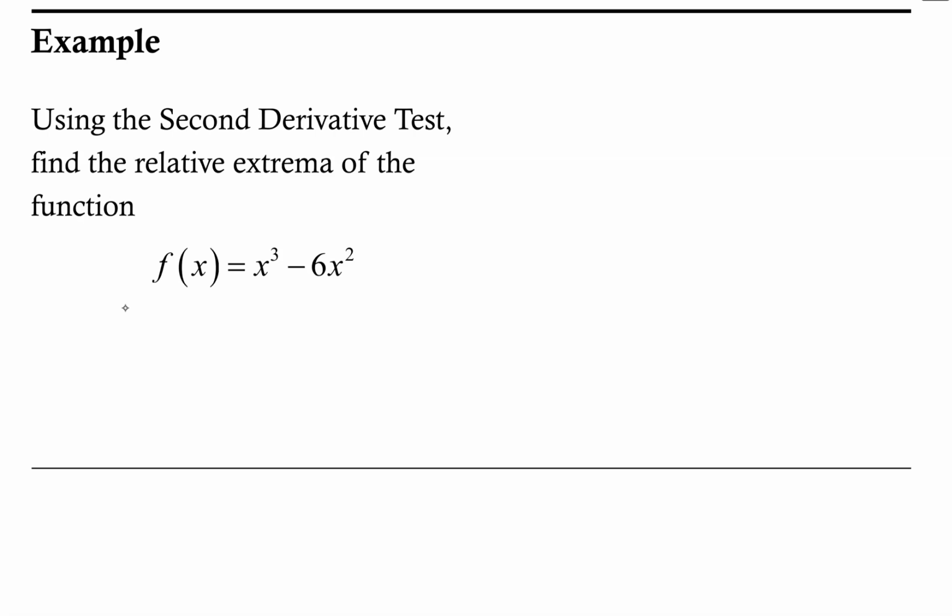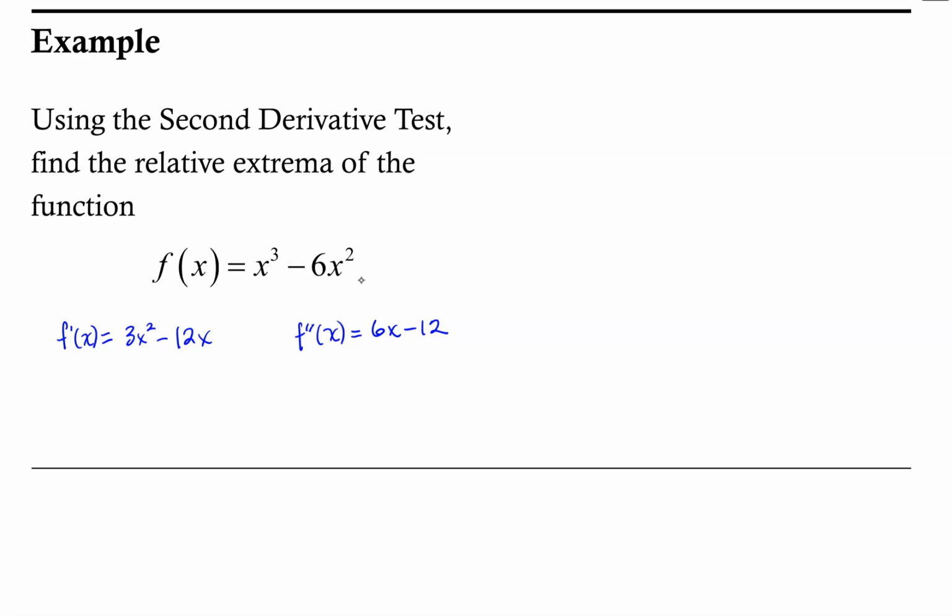So let's look at a quick example of using the second derivative test to find the relative extrema of the function f of x equals x cubed minus 6x squared. To use the second derivative test, we need both the first derivative, which is 3x squared minus 12x, and the second derivative, which is 6x minus 12.